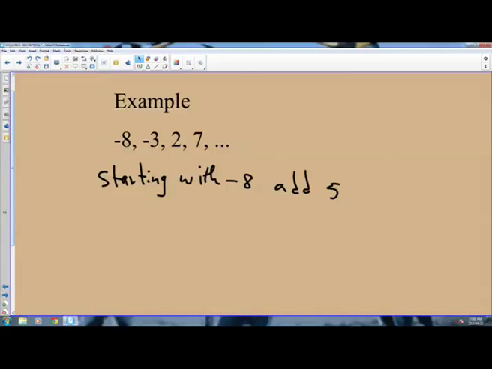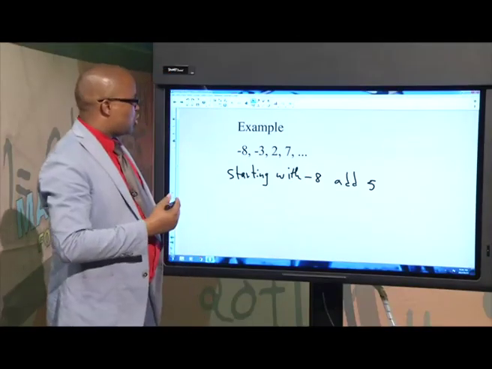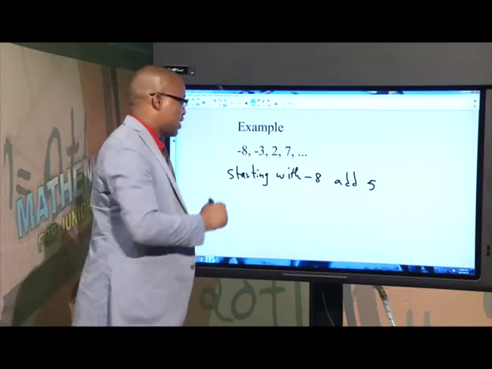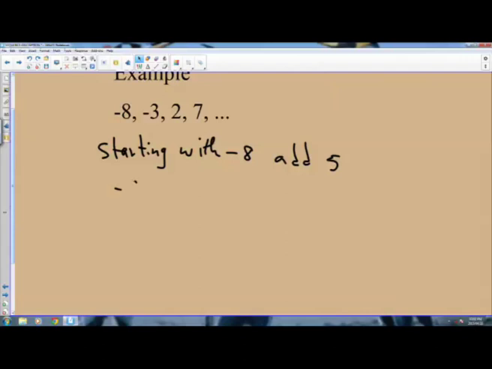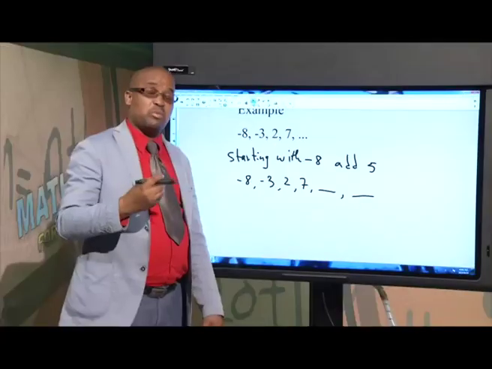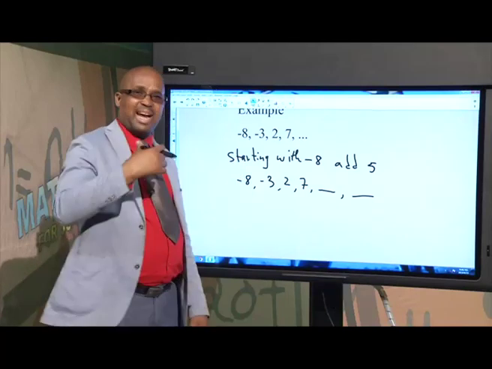Starting with negative 8, add 5. And we can see minus 8 plus 5 is minus 3. So the sequence has been described in words. And then what will be the next 2 terms within this sequence? Minus 8, minus 3, 2, 7. This is just a typical exam question, and you must be in a position to write the next 2 terms when given this sequence.